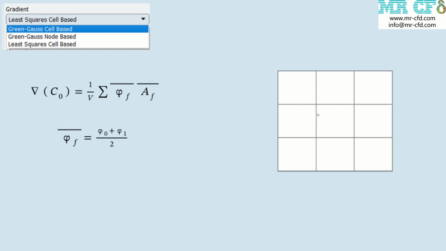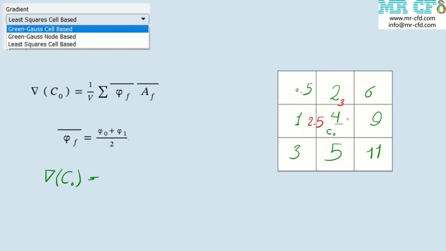For example, consider a grid with cell values of phi as follows: 4 for the central cell, C0, 1 for the west cell, 9 for the east cell, 2 for the north cell, and 5 for the south cell. The values for other cells are 0.5, 3, 11, and 6. The gradient of phi at cell C0 would be calculated as follows. phi w would be the average of 1 and 4, which is 2.5, phi e is 6.5, phi n is 3, and phi s is 4.5.